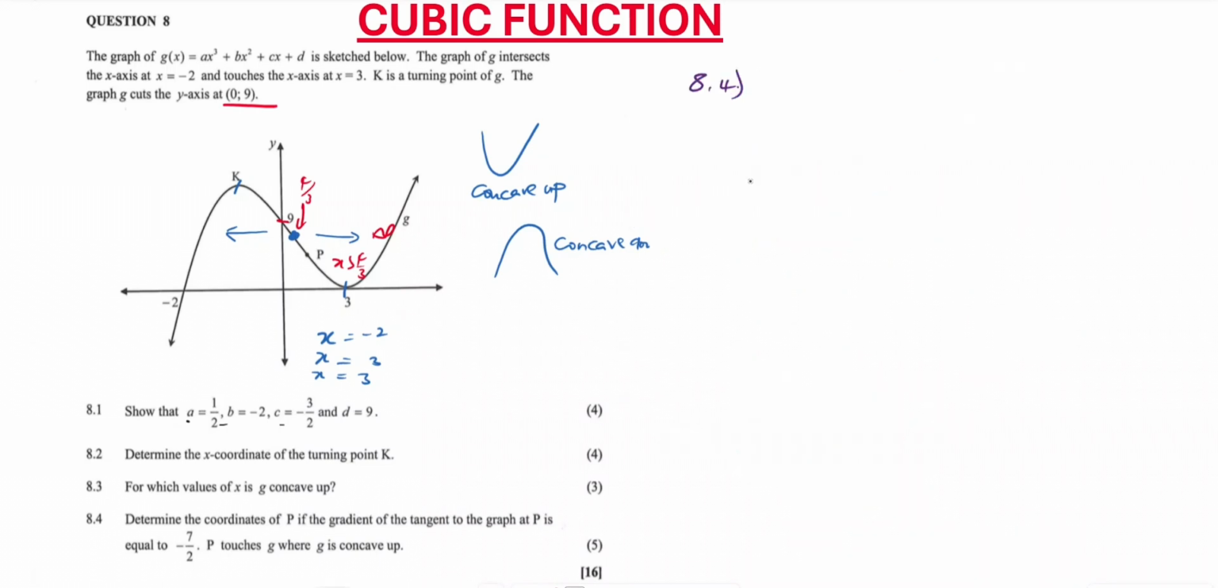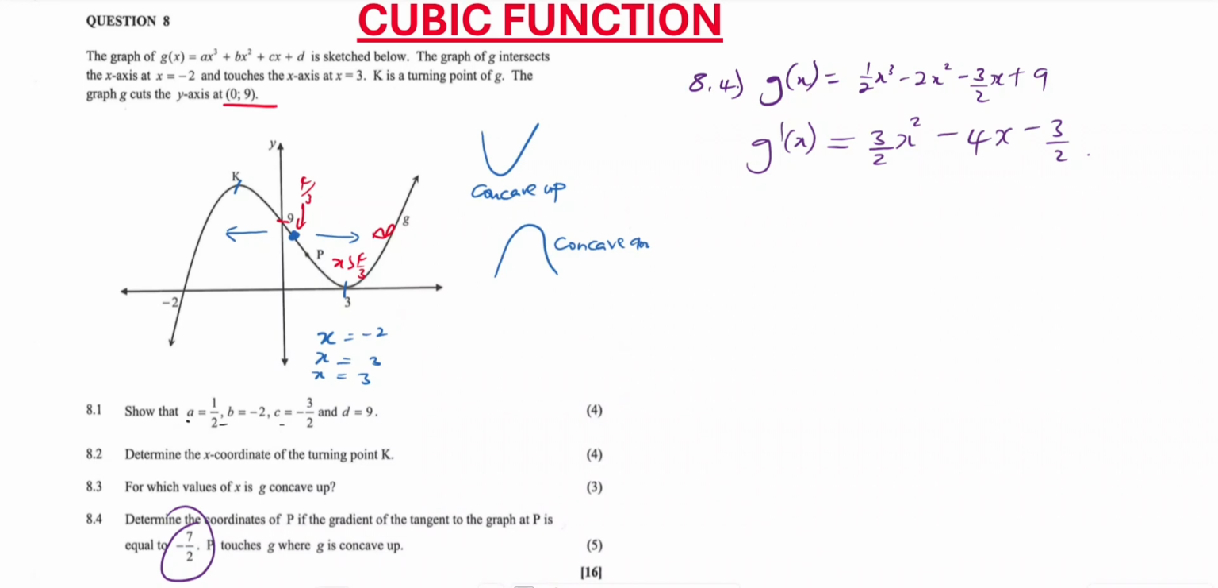8.4. Determine the coordinates of P if the gradient of the tangent to the graph at P is equal to minus 7 over 2. P touches G where G is concave up. So in this case we are given the gradient. And all we know is that the first derivative of any function is the gradient function. Then we find our first derivative, g prime of x. This is going to be equal to 3 over 2 x squared minus 4x minus 3 over 2. So in this case, we equate it to our gradient, which is minus 7 over 2.